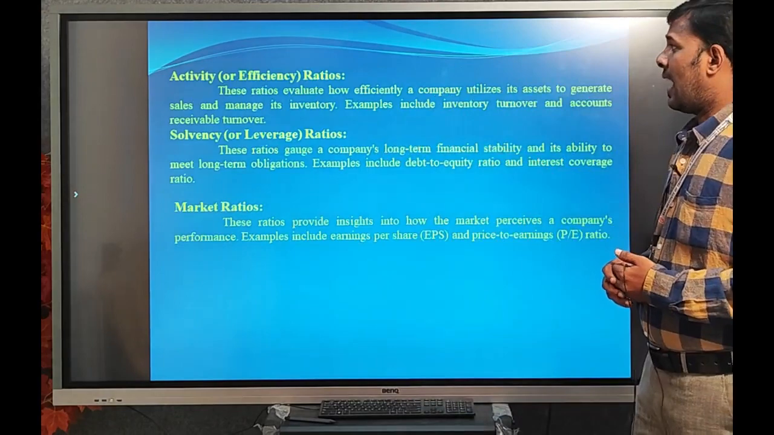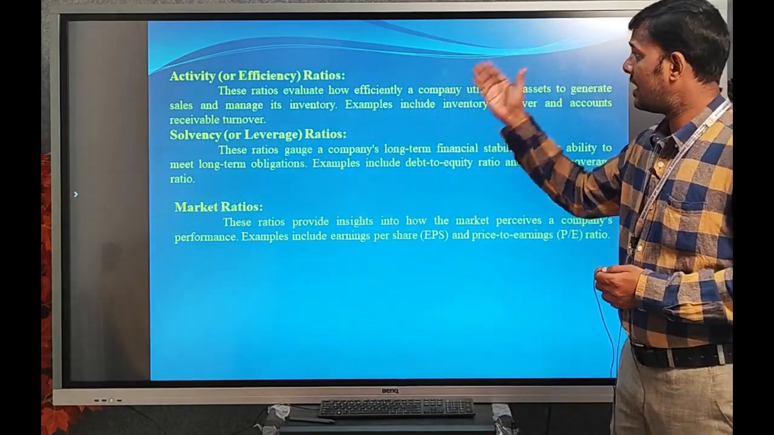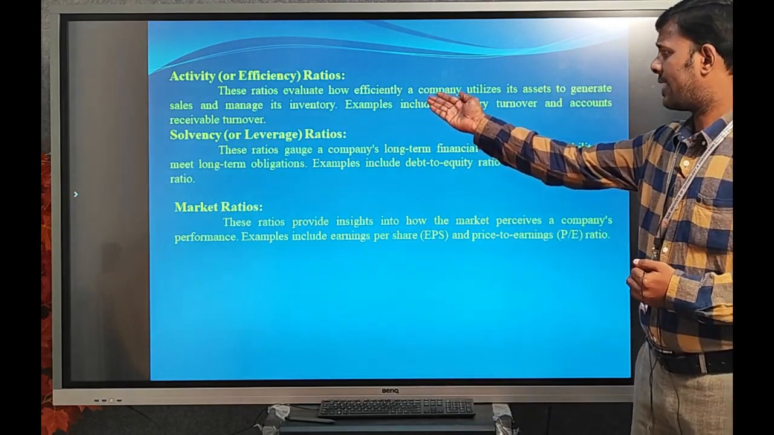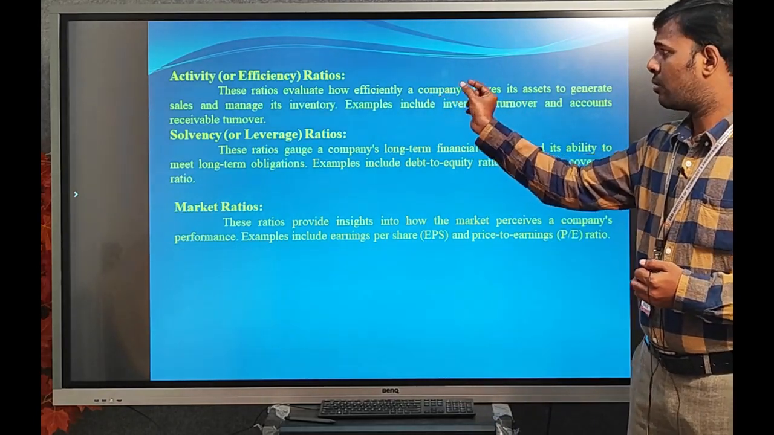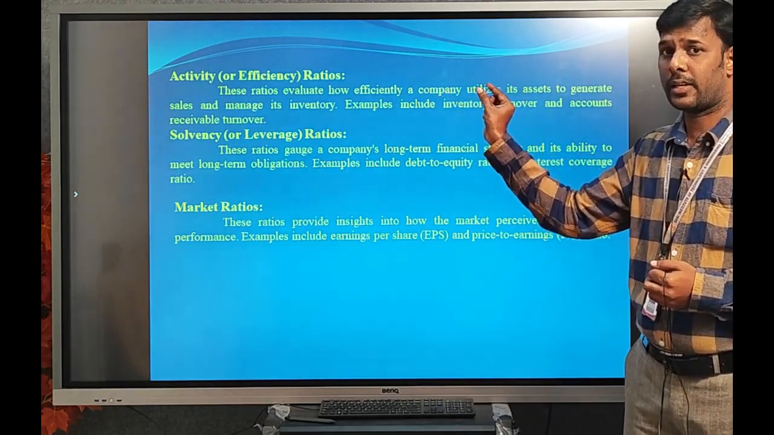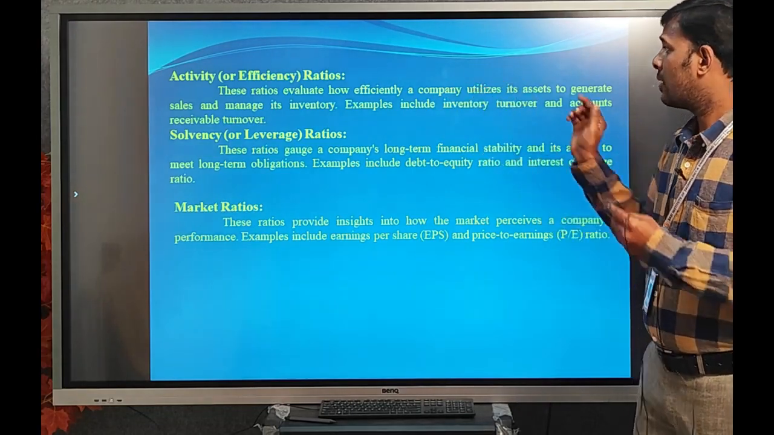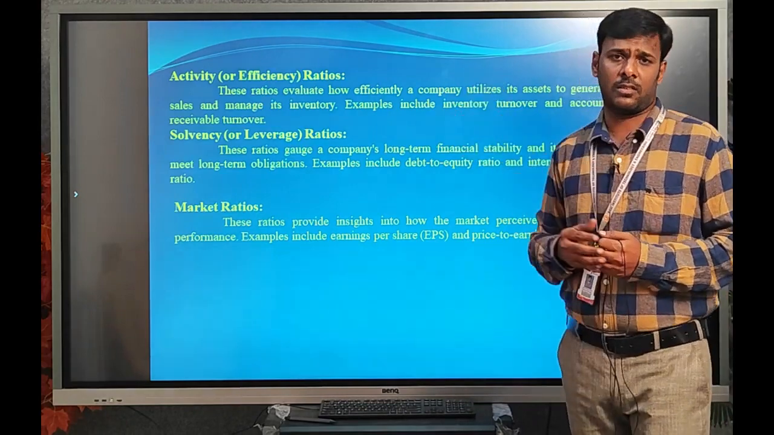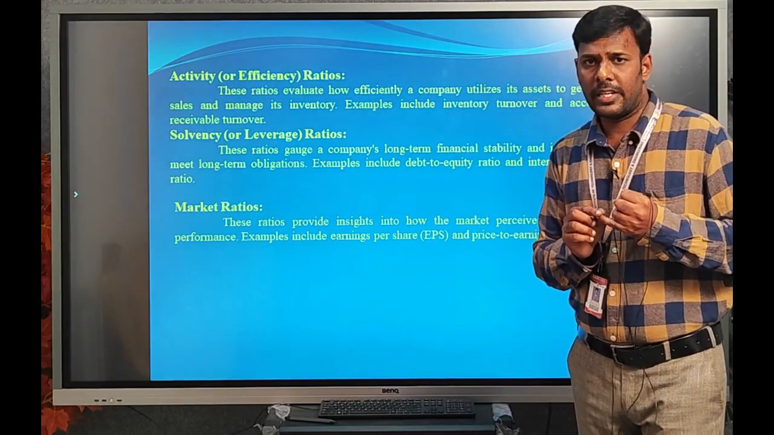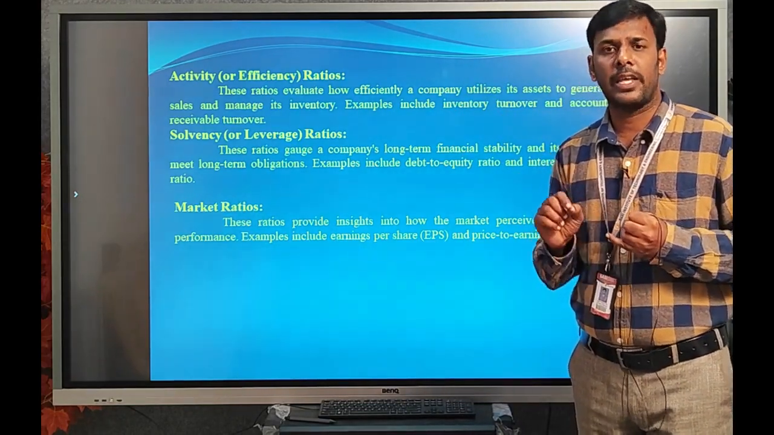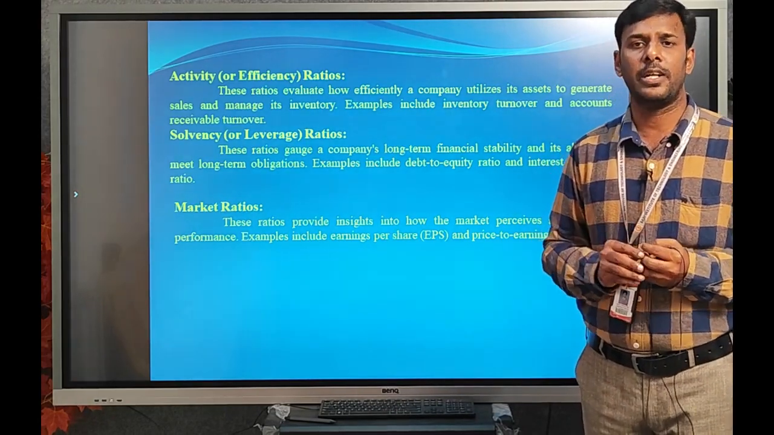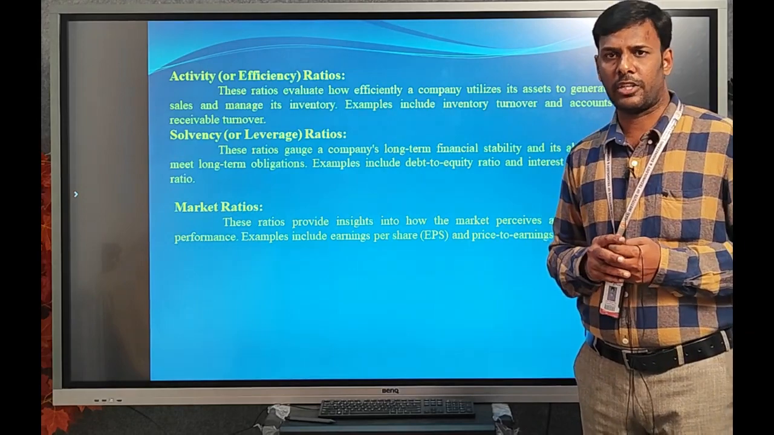And the next one is activity or efficiency ratios. Yes, exactly, the word contains the real meaning. We have to maintain a perfect relation with the inventories. Inventory means goods and services. Inventory is the basic thing to create a product. Without having inventory, we cannot generate any type of product in the organization.